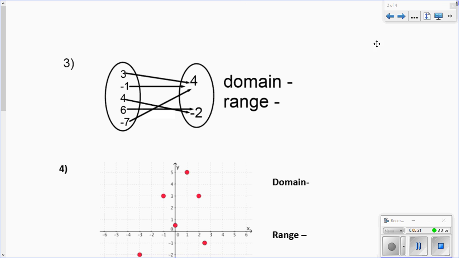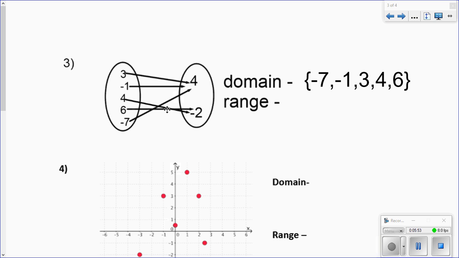Next page. For bubbles, it's really nice because all the x's are already there. All the y's are right there. You don't really need to worry about where the arrows are going. So for domain, I'm going to do this in normal notation. I'm going to put these in order from least to greatest and make sure I don't have any repeats. I don't have any repeats in bubbles anyway, so it's fine. And make sure I put braces. So I'm going to do the -7 first because that's the smallest. Then -1, then 3, 4, and 6. So my domain looks like this.